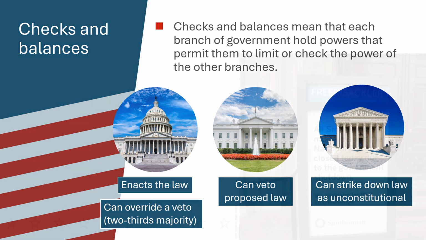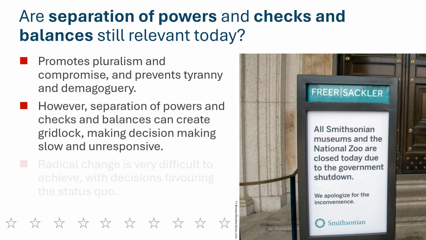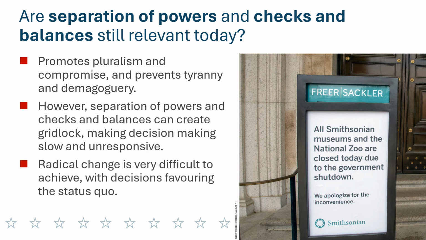Are separation of powers and checks and balances still relevant today? Both these principles of the Constitution continue to promote pluralism and compromise and help prevent tyranny and demagoguery. However, separation of powers and checks and balances can create gridlock, making decision-making slow and unresponsive. For example, in 2018, the government shut down for 35 days because the President and Congress could not agree on the federal budget. This means that radical change is very difficult to achieve, with decisions favoring the status quo.